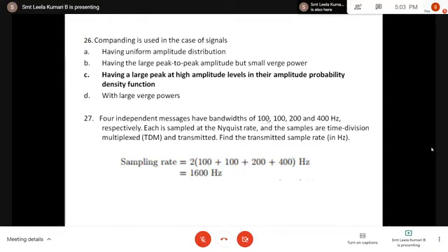Therefore, the Nyquist rate of this particular signal is 200 Hz, and for this signal it is 200 Hz, and for this it is 400 Hz, and for this one it is 800 Hz. That means 2 into (100 plus 100 plus 200 plus 400). That means 1600 Hz. So that gives the sampling rate of the time division multiplexed signal.